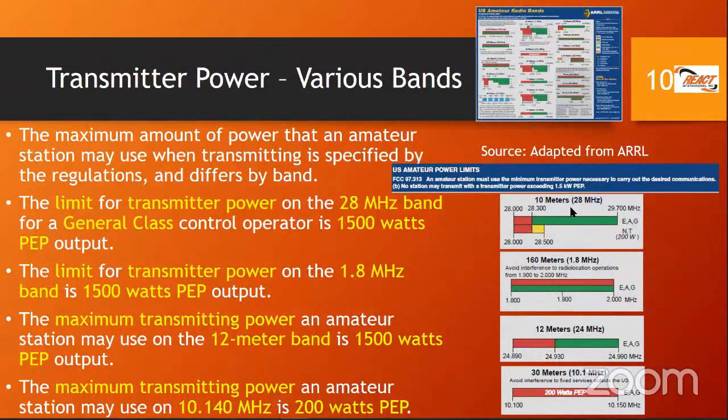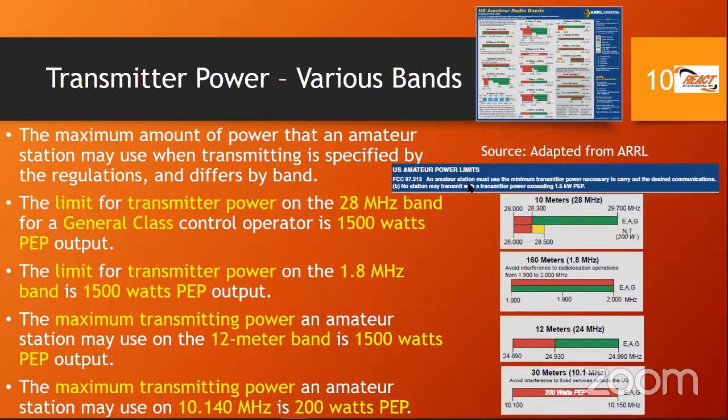All right. So note that we have the band that's put out here. And notice this is also taken from that same band chart where it says that no station may transmit exceeding 1.5 kilowatts or 1,500 watts peak envelope power. And in a little while, we did discuss what PEP is before, but we will discuss what it is again coming up in a little while.